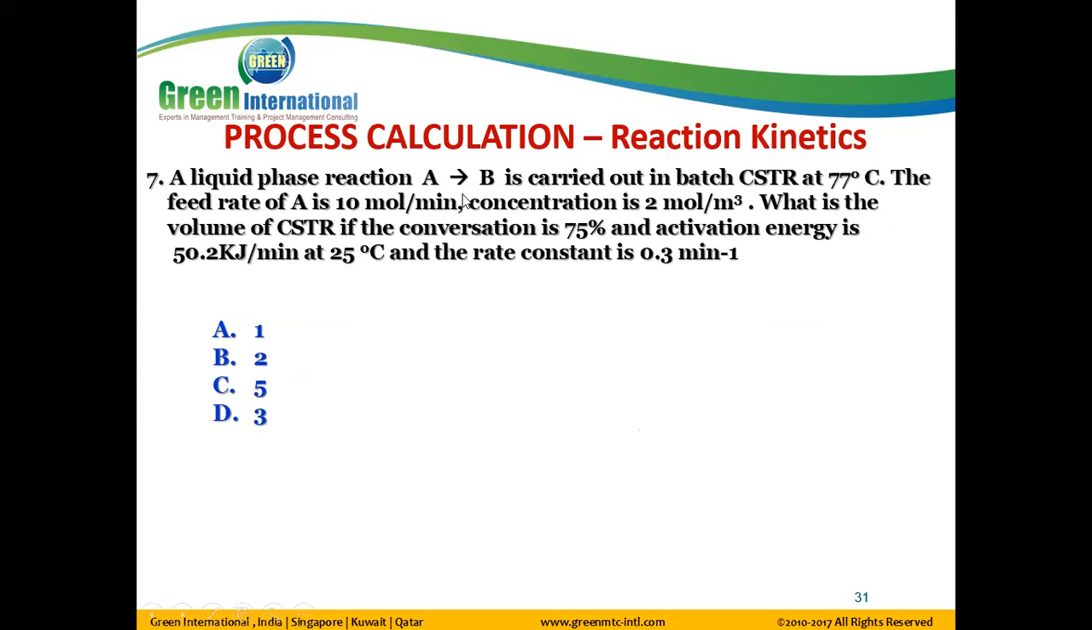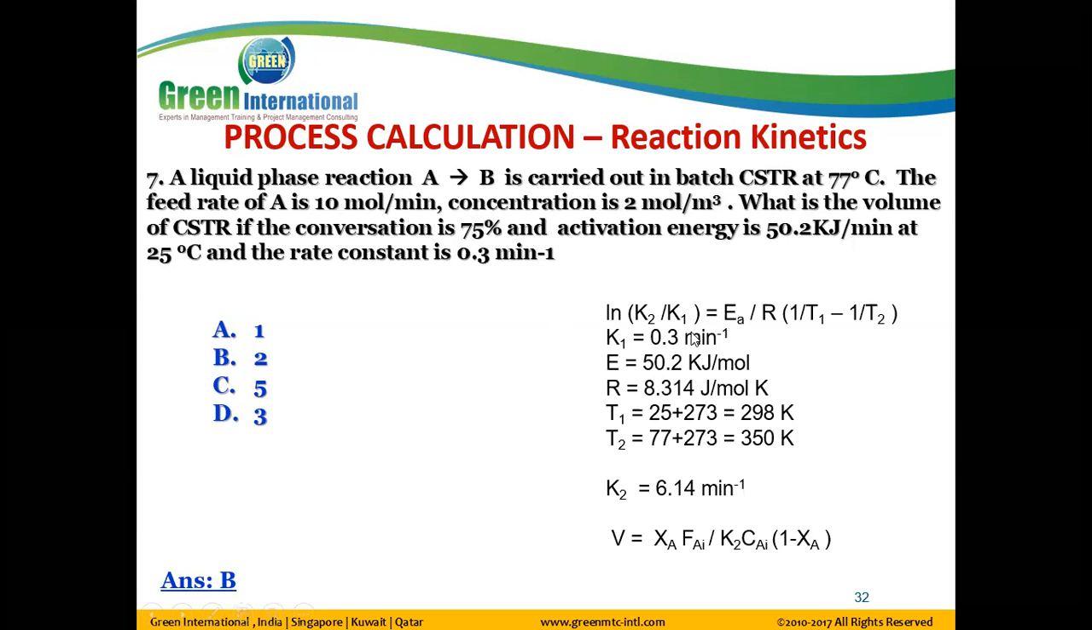So question number 7: a liquid phase reaction A gives B is carried out in a CSTR at 77 degrees. The feed rate of A is given as a molar flow rate in mole per minute, and the concentration is given. What is the volume of the CSTR if the conversion is 70%? Activation energy EA is given, temperature is given, and the rate constant K is given. Same way, this is a little bit longer calculation. We have to use 2 reactions.